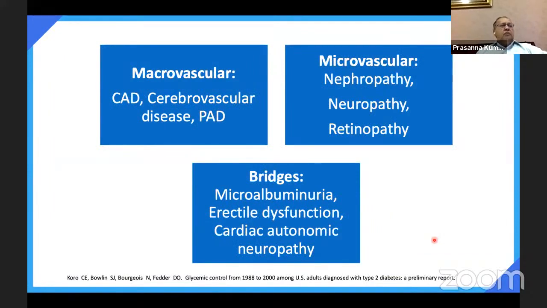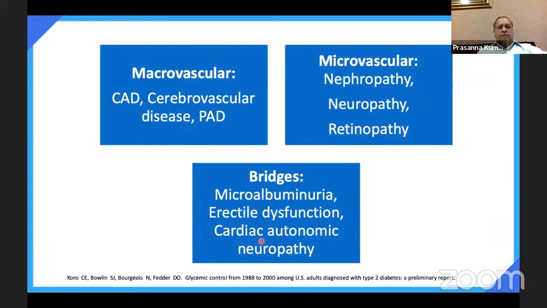What are the macrovascular complications? Microvascular, as you know, are nephropathy, neuropathy, retinopathy, which is due to small vessel involvement. Whereas the macrovascular complication is because of larger vessels, which causes coronary artery disease, cerebrovascular disease, peripheral arterial disease as such. So there are bridges.